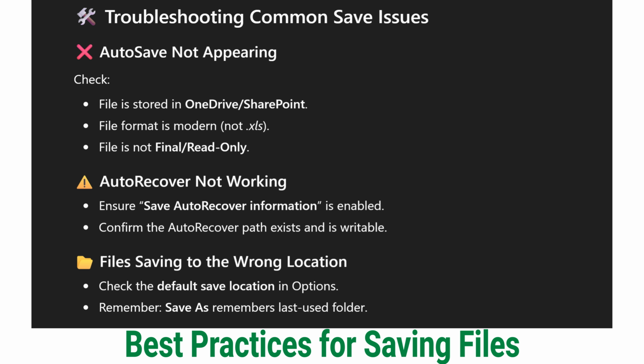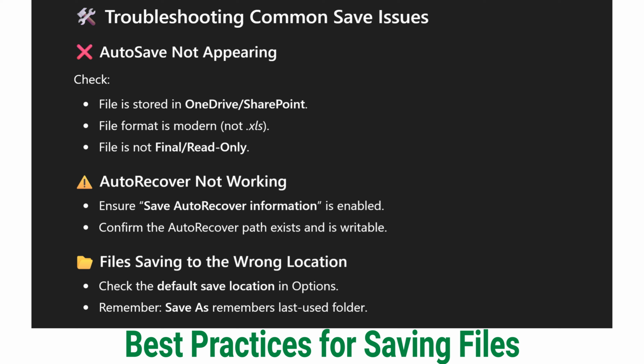Troubleshooting common save issues. Let's address some common problems you might encounter and how to solve them. If AutoSave isn't appearing for your file, check 3 things. First, is the file stored in OneDrive or SharePoint? AutoSave only works with cloud storage. Second, is the file in a compatible format? Older formats like XLS don't support AutoSave. Third, is the file marked as final or read-only? These protections disable AutoSave. If AutoRecover isn't working, open your Excel options and verify that Save AutoRecover information is checked.